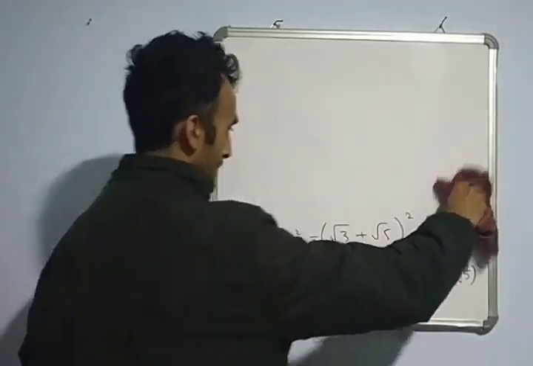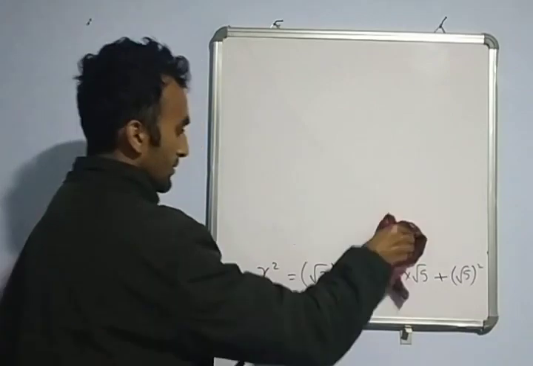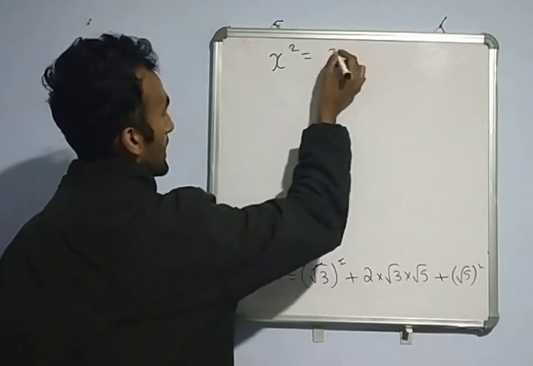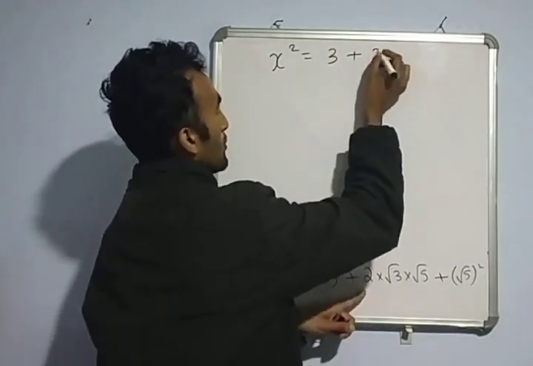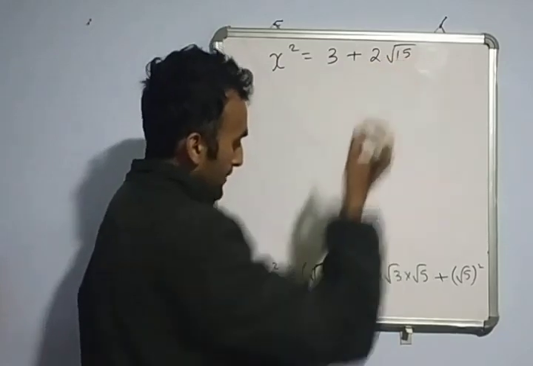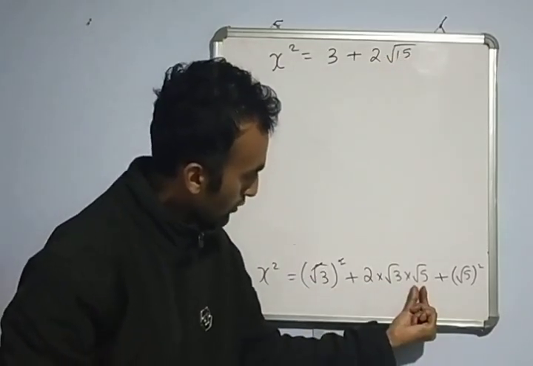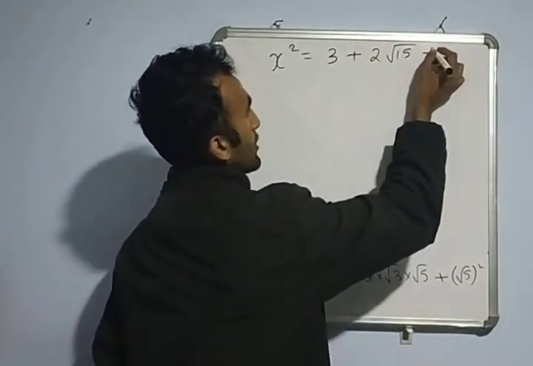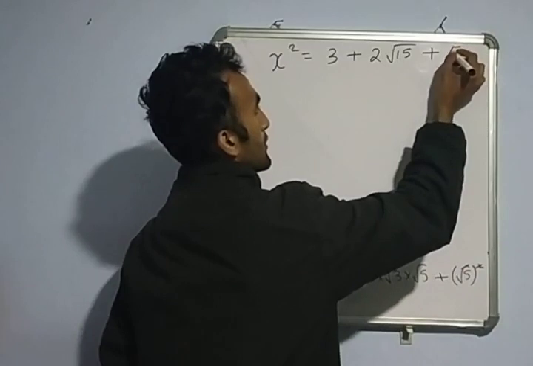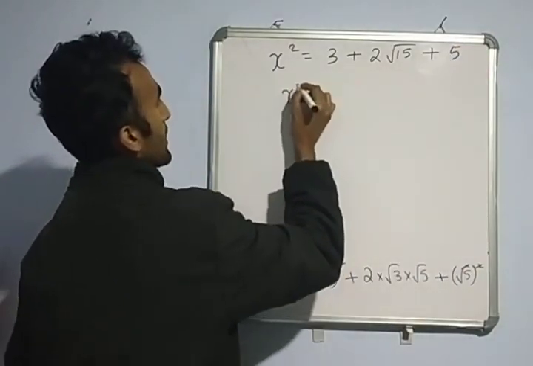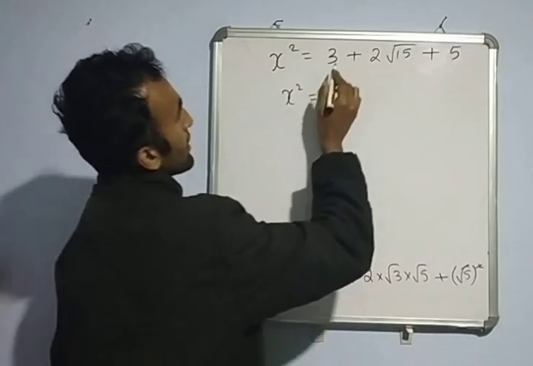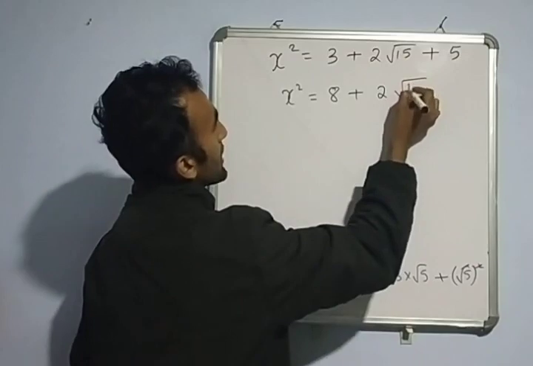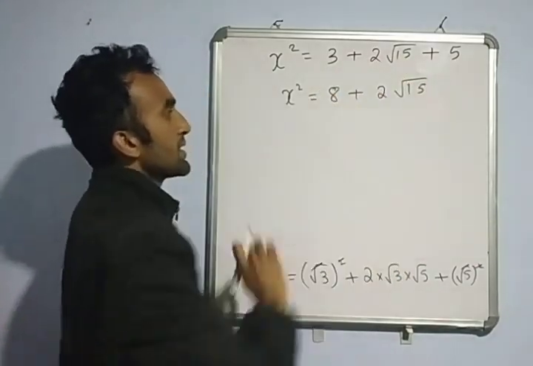I will see what is happening. X square is equal to, square and square root cancel. Here we are left with 3 plus 2 square root of 15. Already I have done this. These two are same square root and this also square root. Multiplication you can multiply inside. 3 5s are 15. Plus root 5 square, it is 5, and x square is equal to 3 plus 5 is 8. 8 plus 2 root 15. You can add 3 plus 5, because this is irrational.